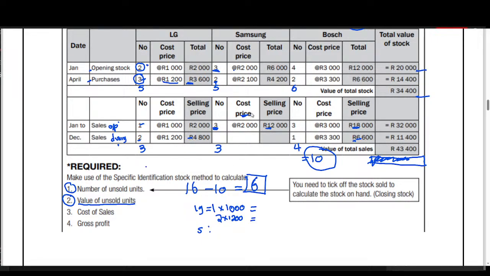Okay, in Samsung, out of 3, we sold 3. We did not sell the stock that we bought during the year. So what was the cost price of these 3 items? It was 2,000 each. Then we go to Bosch. In Bosch, we had 4 items at the beginning, and we sold 3 items. So what was the cost price of these 3 items? The cost price was 3,000.